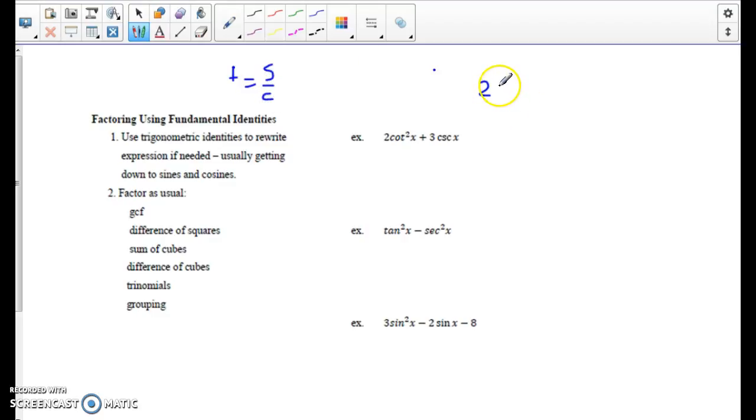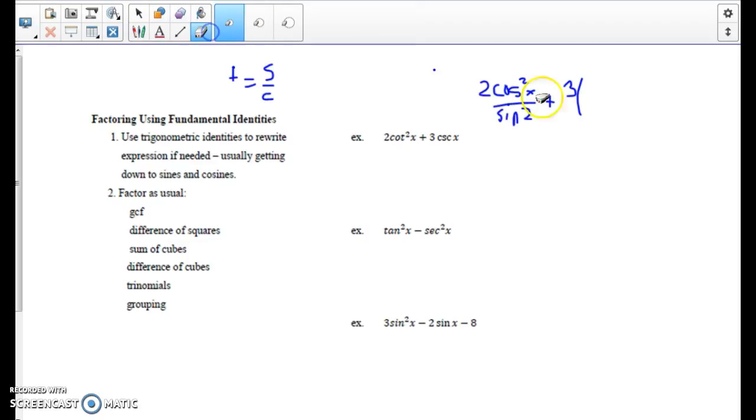So I'm going to write 2 cosine squared over sine squared. I guess I should put the x in. Just so much more writing. Over sine squared. I'm going to leave out the x's for now, just for time's sake. Plus 3, and cosecant is 1 over sine. So I'm actually going to erase that little thing I just drew. So it's 3 times 1 over sine. So it's 3 over sine.